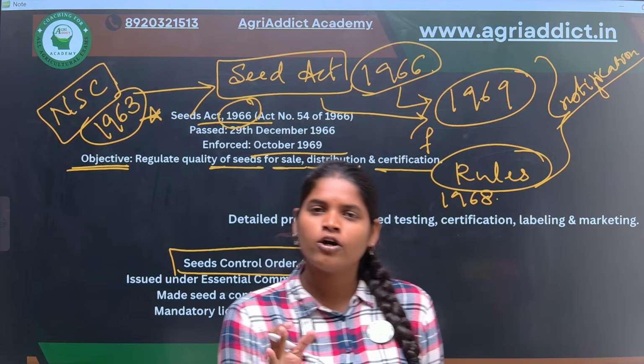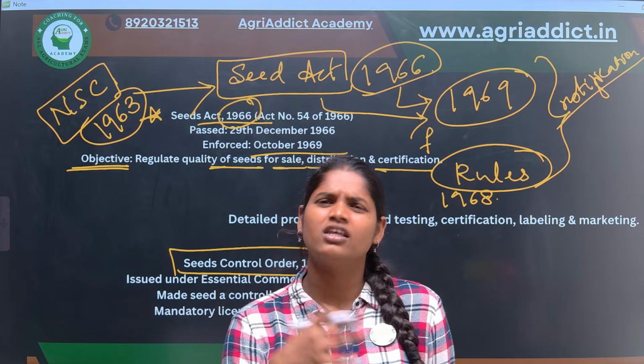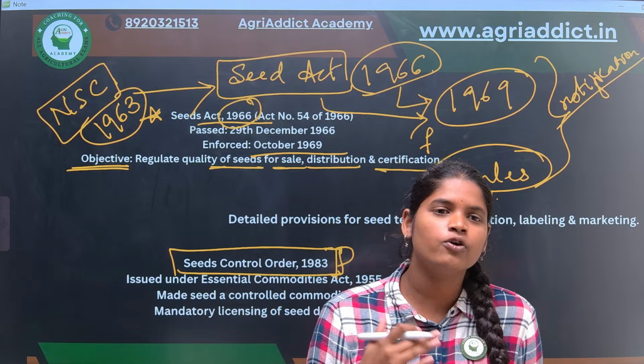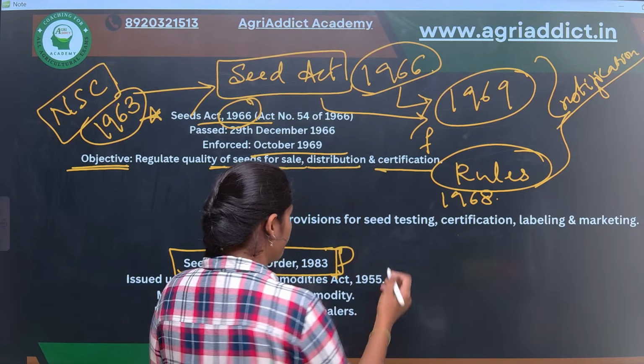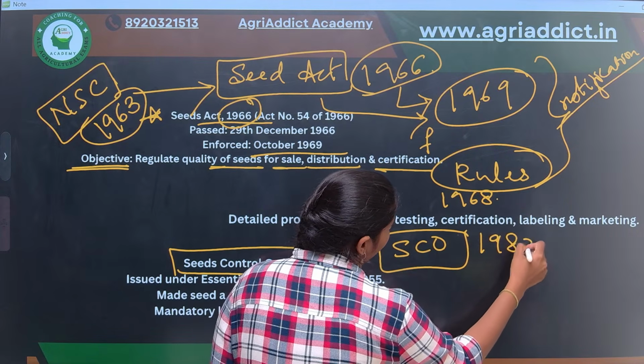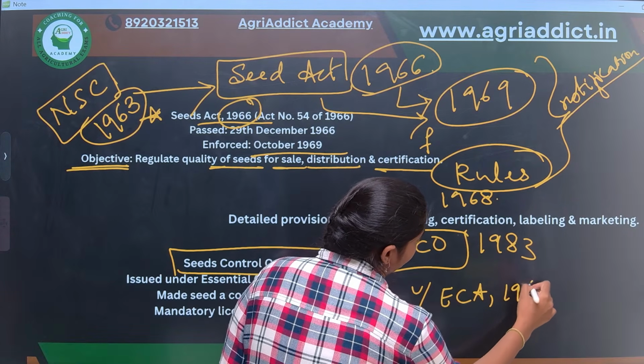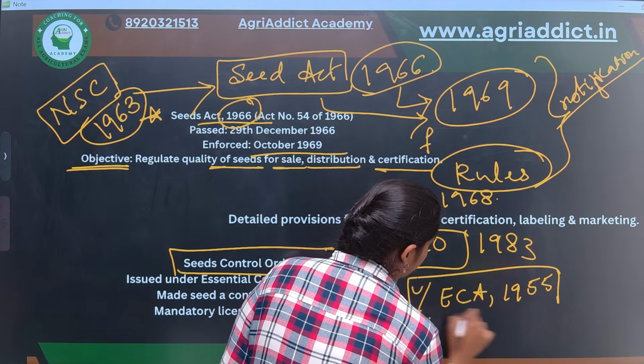Are there only notified varieties in the market? No, right? We have other registered or non-notified varieties also. To regulate such varieties, we came up with the Seed Control Order 1983 under the Essential Commodity Act 1955. What does it mean?